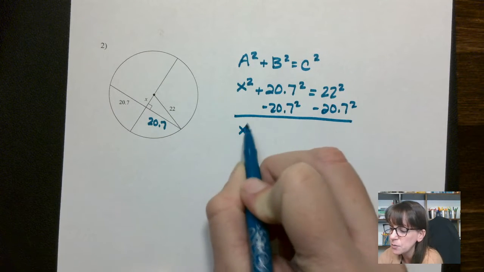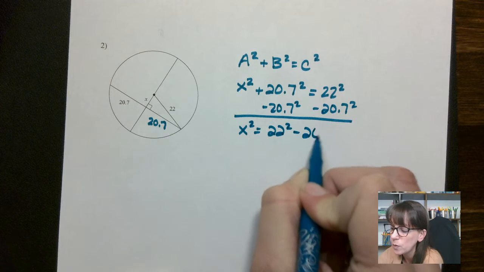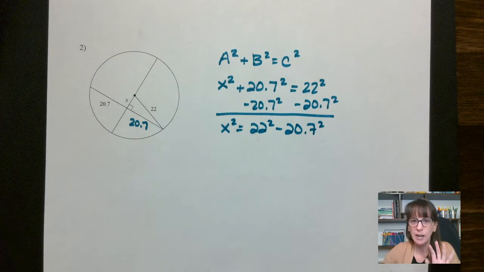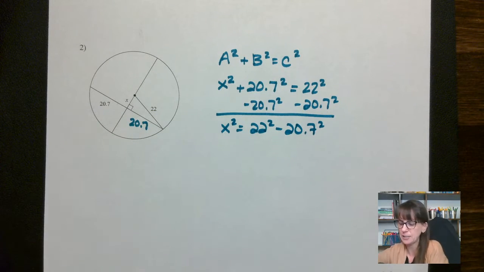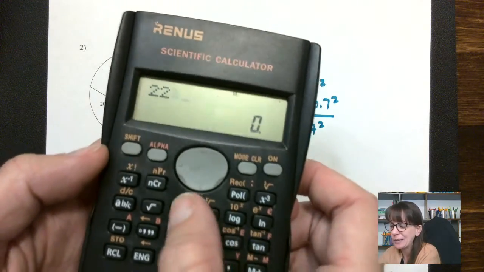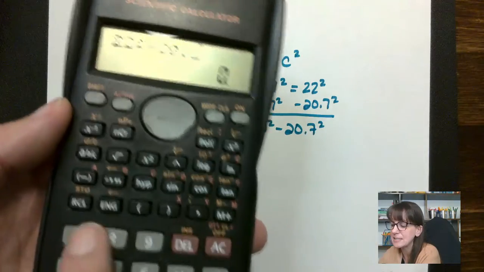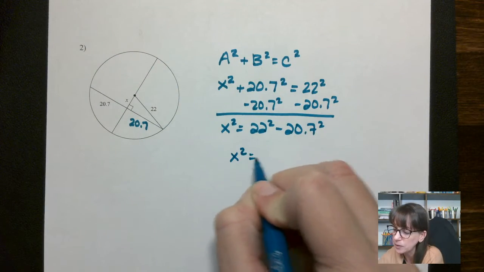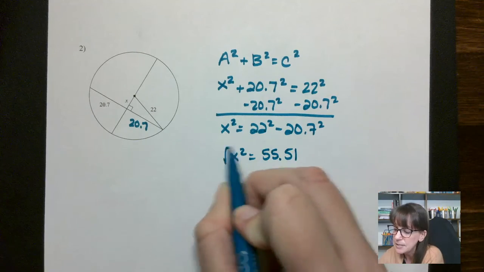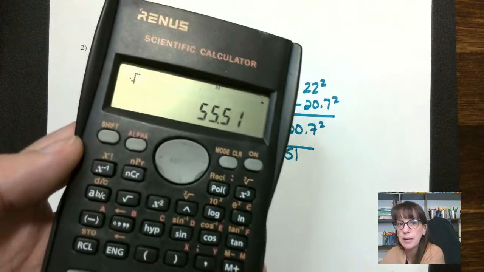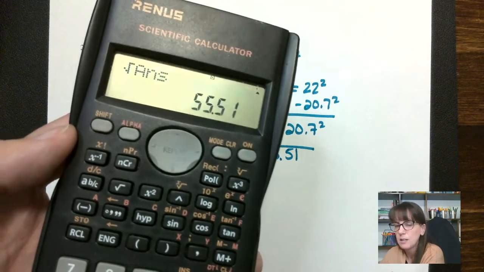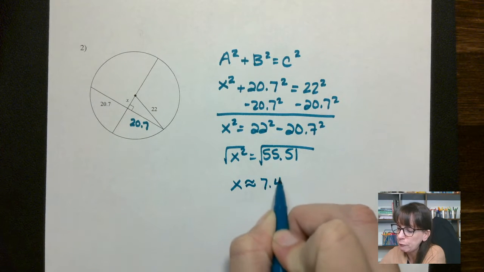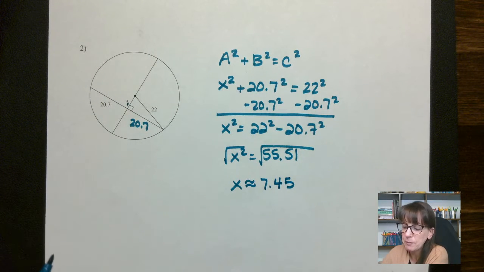Now I have x squared equals 22 squared minus 20.7 squared. I can't just subtract that and say, oh, that's like 1.3 or whatever. You have to actually enter it into your calculator like that. So if I do 22 squared minus 20.7 squared, I'm left with 55.51. So x squared equals 55.51. Square root both sides, and I'm going to use this handy answer key, and I get 7.45. So x is approximately 7.45. So that's that little bit right there.